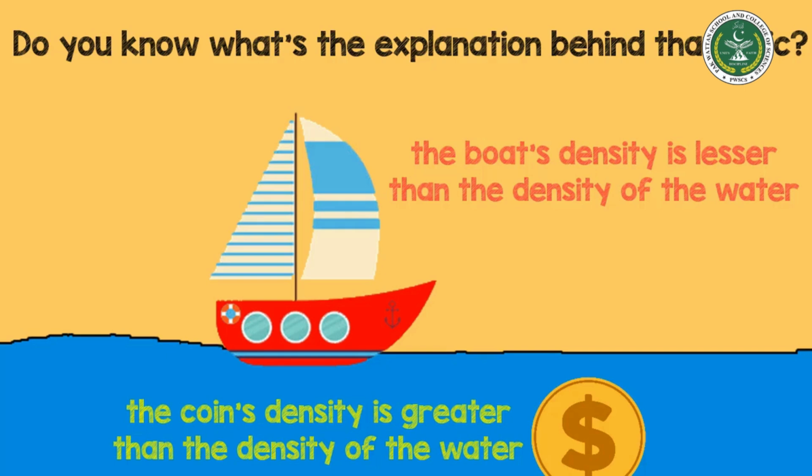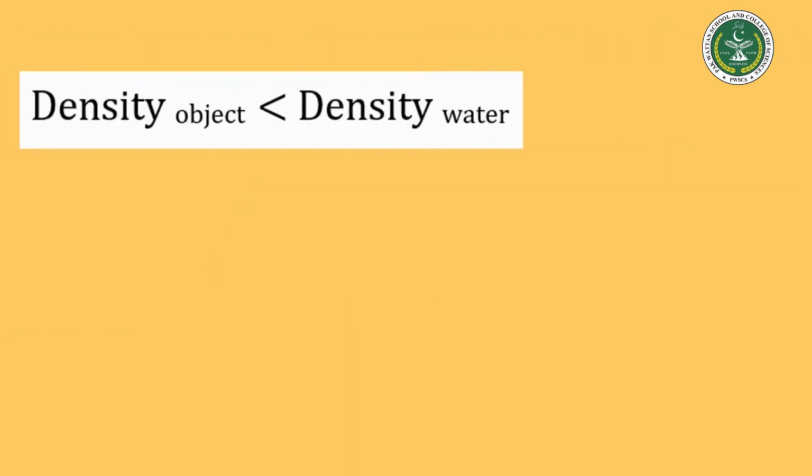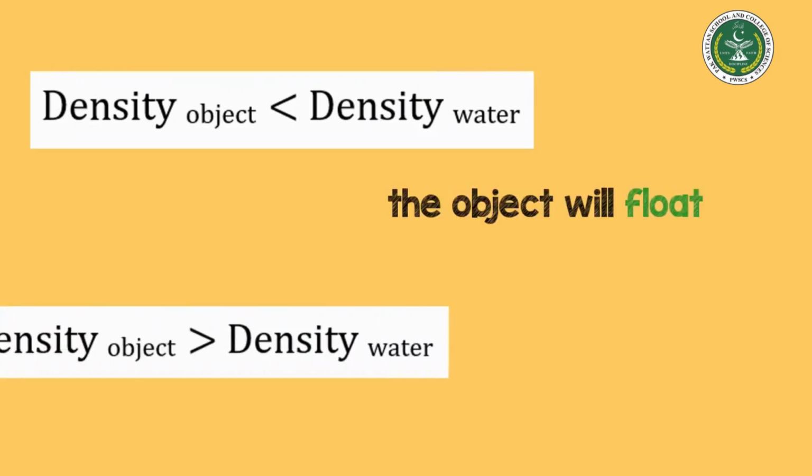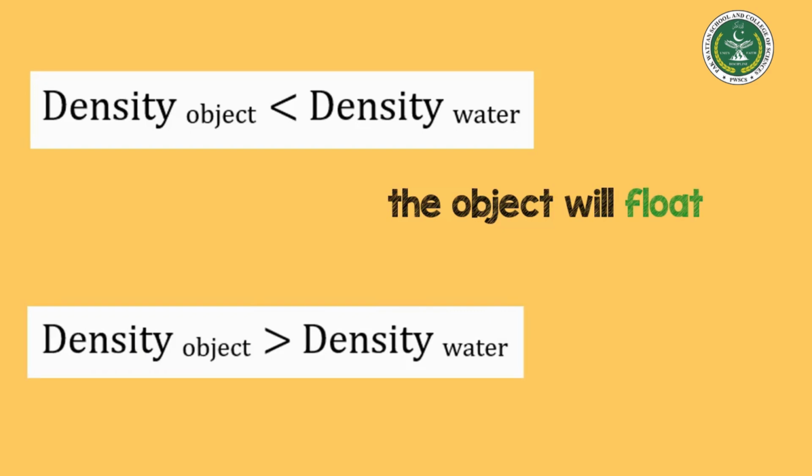I will just summarize it to make it simple. If the density of the object is lesser than the density of the liquid, then the object will float. And if the density of the object is more than the density of the liquid, then the object will sink.